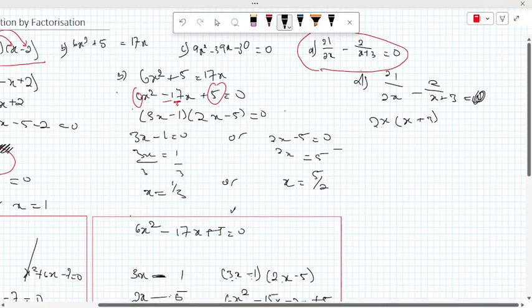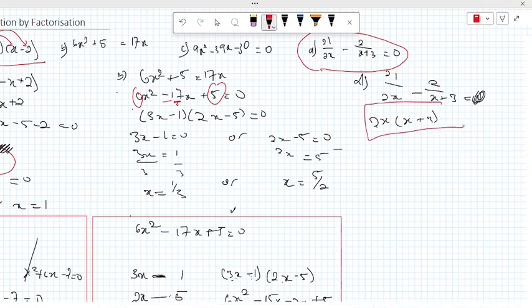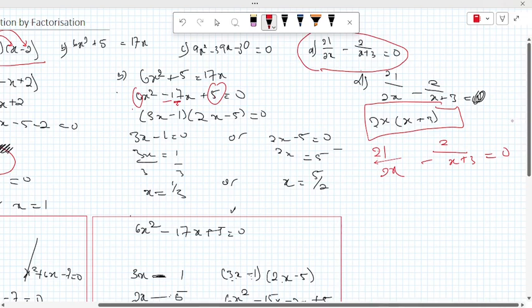Let me write with the red pen. It's 2x. This is our lowest common denominator in this case. It's 2x plus 3, right? So how are we going to go about solving the problem? So it's going to be 21 over 2x minus 2 over x plus 3 is equal to 0. Is it equal to 0 or equal to 1? It's equal to 0, right?